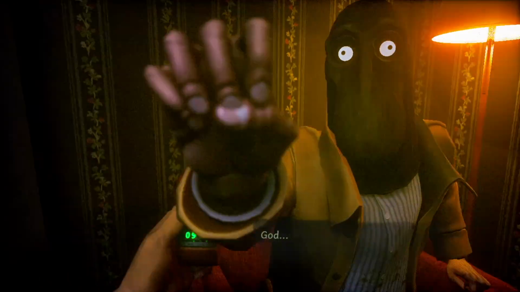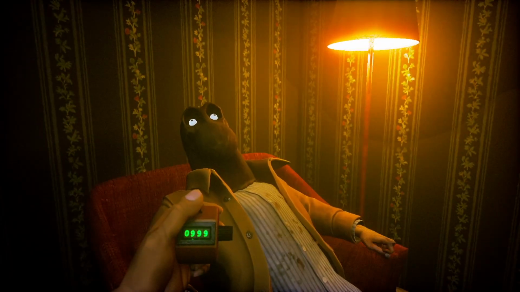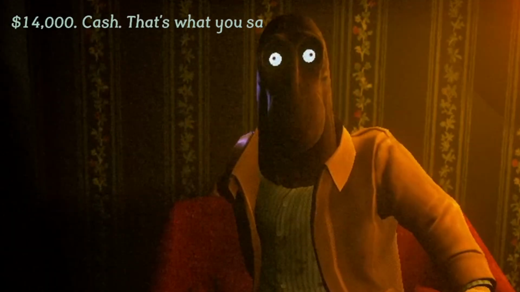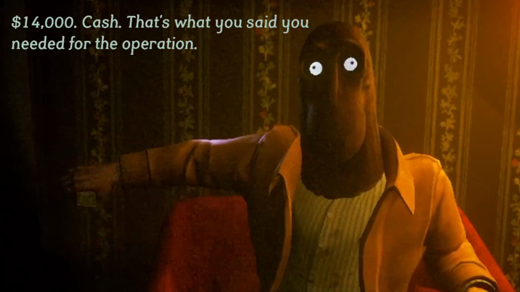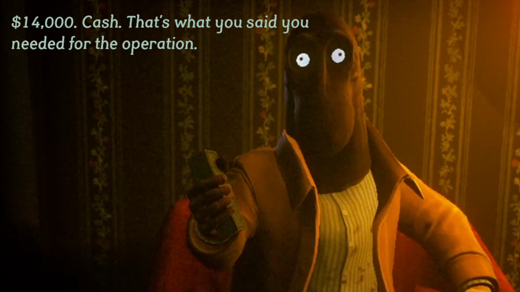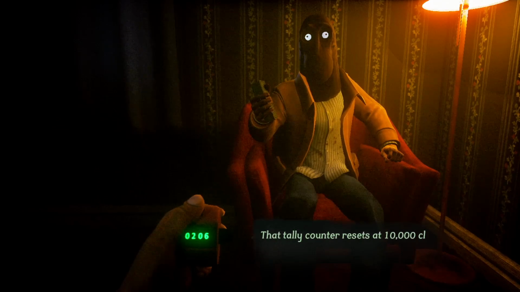Being in a dingy motel room, the protagonist has agreed to meet a strange masked man with bloodstains on his shirt, doing what he asks of him without questioning it. The catch: $14,000, life-changing money for the protagonist, which he desperately needs for an operation. The masked man has provided the unnamed protagonist with a tally counter which will reset at 10,000 clicks, and that's when the protagonist would get his money.